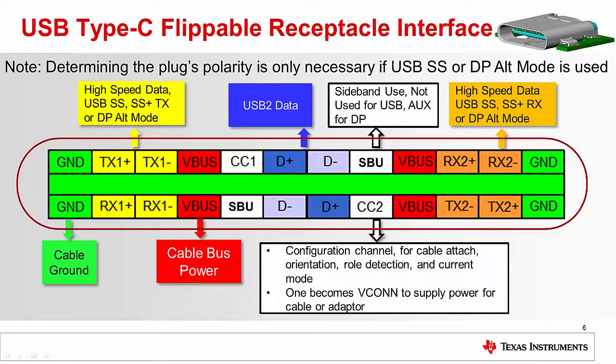And the real key to this whole system is the CC1 and CC2 pins. Those are what is called the configuration channel. That's how it's detected that there's a cable attached. It's how we detect the orientation, how we do the role detection in the current modes. And one of those is going to become VCONN once it's connected to the cable. But I'm going to talk in more detail about the configuration channel and all that it's used for in the following slides.